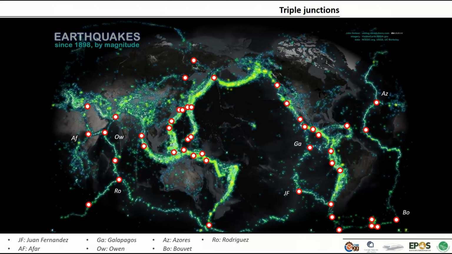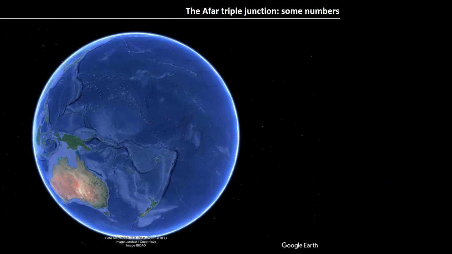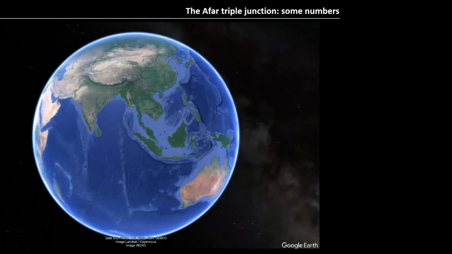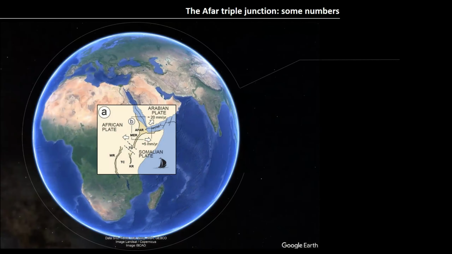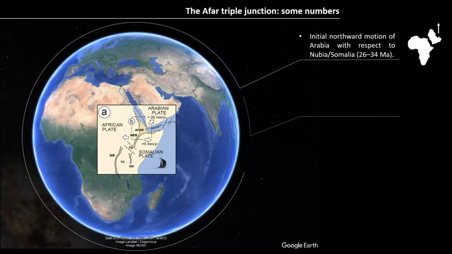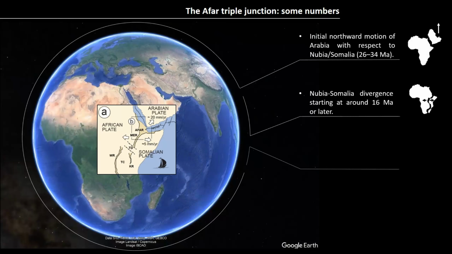So it is directly accessible, and it provides direct input for our models and can be directly compared with our models. Of course, the Afar junction is there in the center of the yellow circle. And if we look a little bit closer, we see that it is located at the junction between the Arabian, the Somalian, and the African plate. There are several models explaining its evolution, and this is an aspect that we want to test.